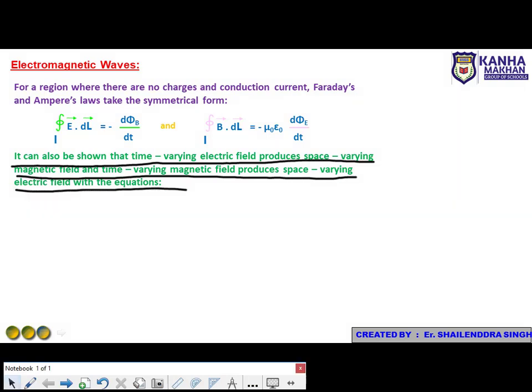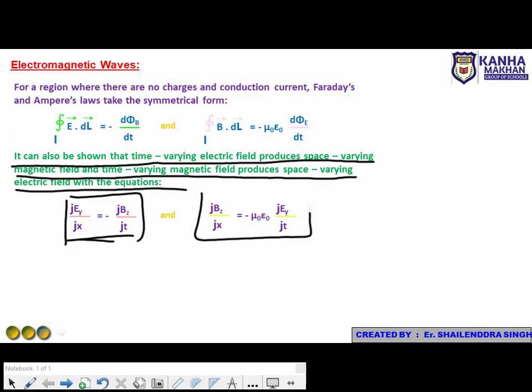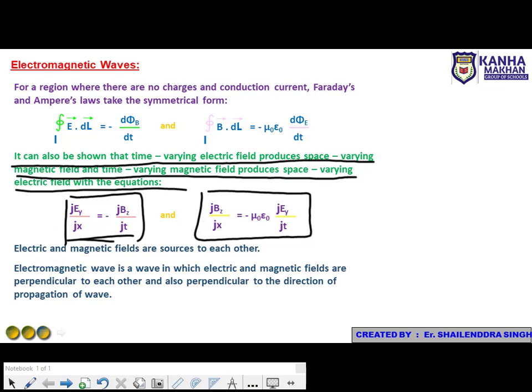And here it is given like ratio of them, and the magnetic field is represented by these two formulas. All the formulas are simple and must be learned by you so that you can write them in the exam. Electric and magnetic fields are sources of each other. An electromagnetic wave is a wave in which the electric and magnetic fields are perpendicular to each other and also perpendicular to the direction of propagation of the wave.